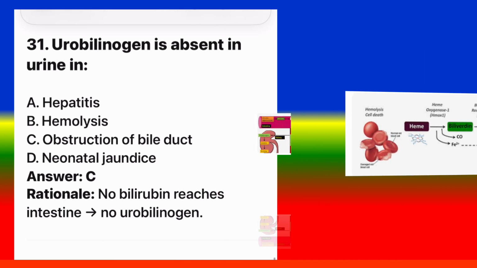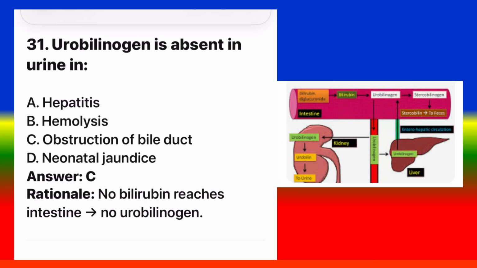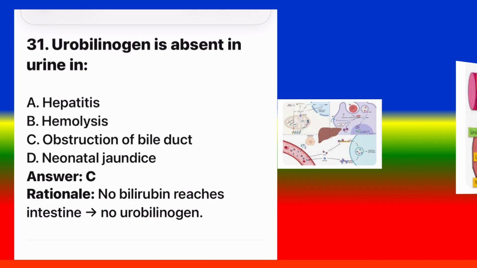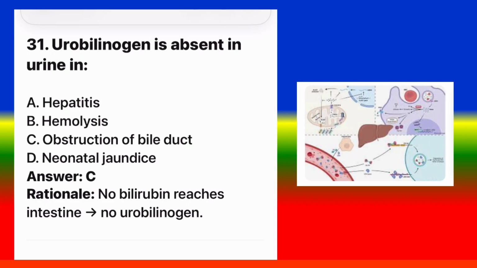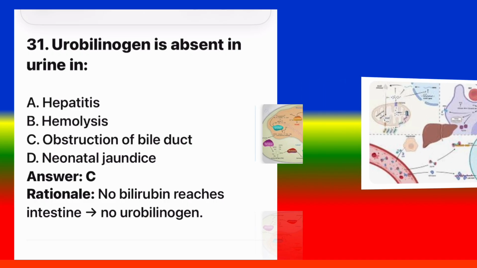31. Urobilinogen is absent in urine in A. Hepatitis, B. Hemolysis, C. Obstruction of bile duct, D. Neonatal jaundice. Answer C. Rationale: no bilirubin reaches intestine, no urobilinogen.